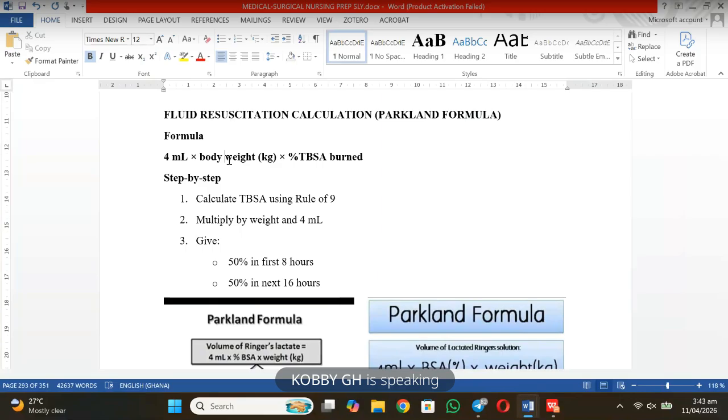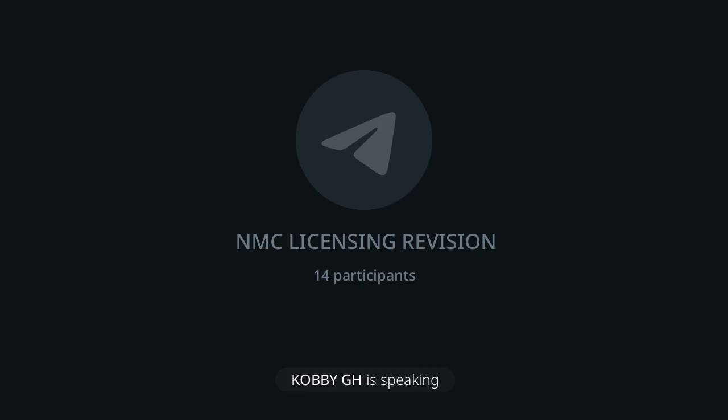But if the examiner asks what amount of fluid you will use to resuscitate the patient in the first 8 hours, you see how I'm putting the question now? That one is 50% of the answer you've gotten. So calculate 50% of the answer you've gotten and let's see what you get. 50 divided by 100 times the answer. What did you get?